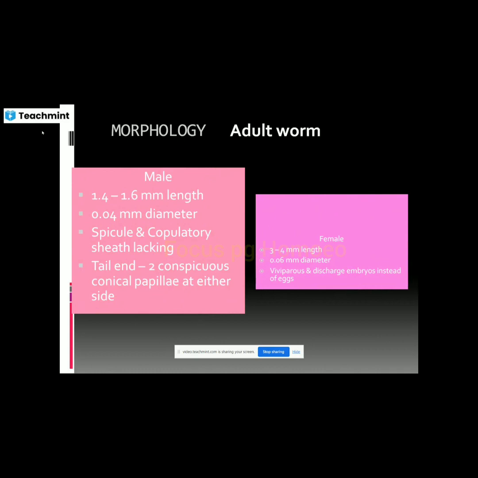Next one is the morphology of the adult worm. The male worm is smaller than the female worm. The male worm measures about 1.4 to 1.6 mm in length, 0.04 mm in diameter. In male worms, spicule and copulatory sheath are lacking. In the tail end, it has two conspicuous conical papillae at either side. The female worm measures about 3 to 4 mm in length, 0.06 mm in diameter. It is viviparous and it will discharge embryos instead of eggs.